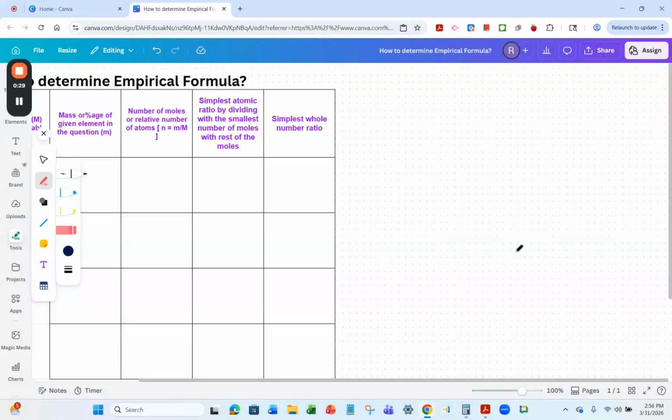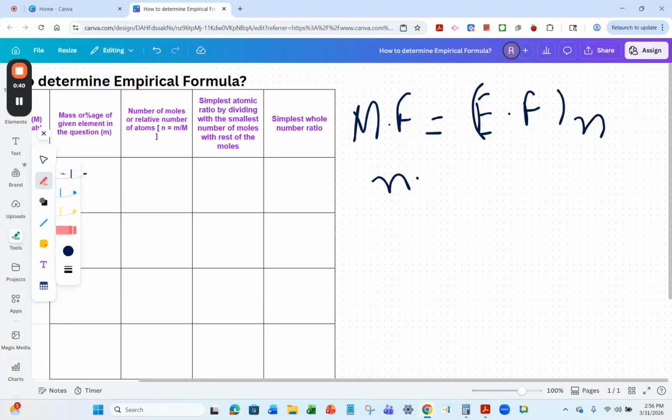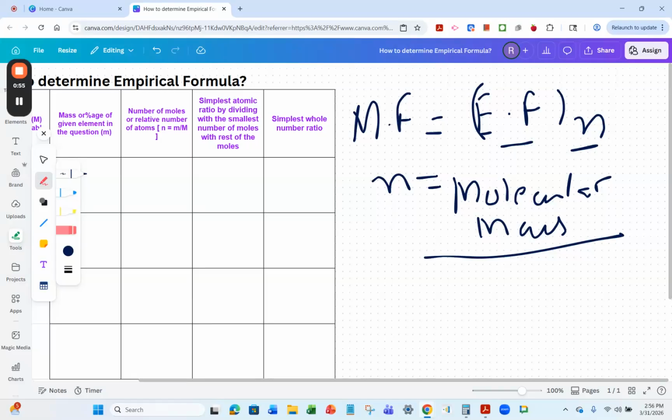So molecular formula is equal to, I'm writing just the letters, empirical formula times n as a subscript. If you want to find the molecular formula, you first need the empirical formula as well as n. So n will be equal to molecular mass, sometimes we use the word molar mass, divided by empirical formula mass. This is very important because if you use the word empirical formula mass, then sometimes kids get confused. So better to use empirical formula mass.